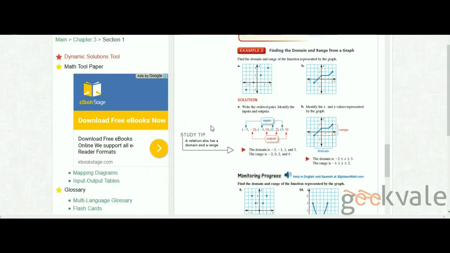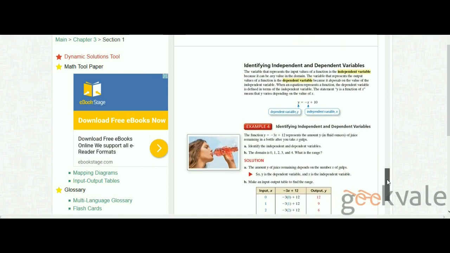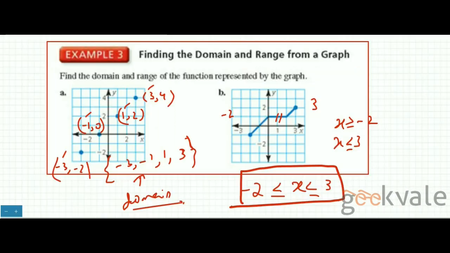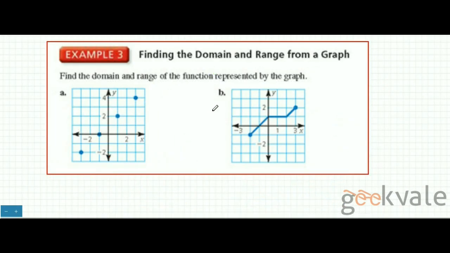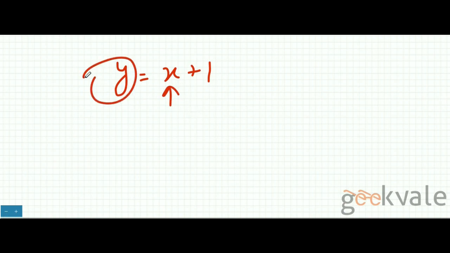Now the last thing from exercise 3.1 is the identification of the independent and dependent variable. The independent variable is what you can pick by your own choice. Like if you have been given a function y equals x plus 1, x is what you can pick. y is what comes out as a result of what you picked. For example, if I pick 0 here, that cannot be anything other than 1, right? And if I want y to be, let's say 3, x has to be 2. In other words, y is dependent on the input.